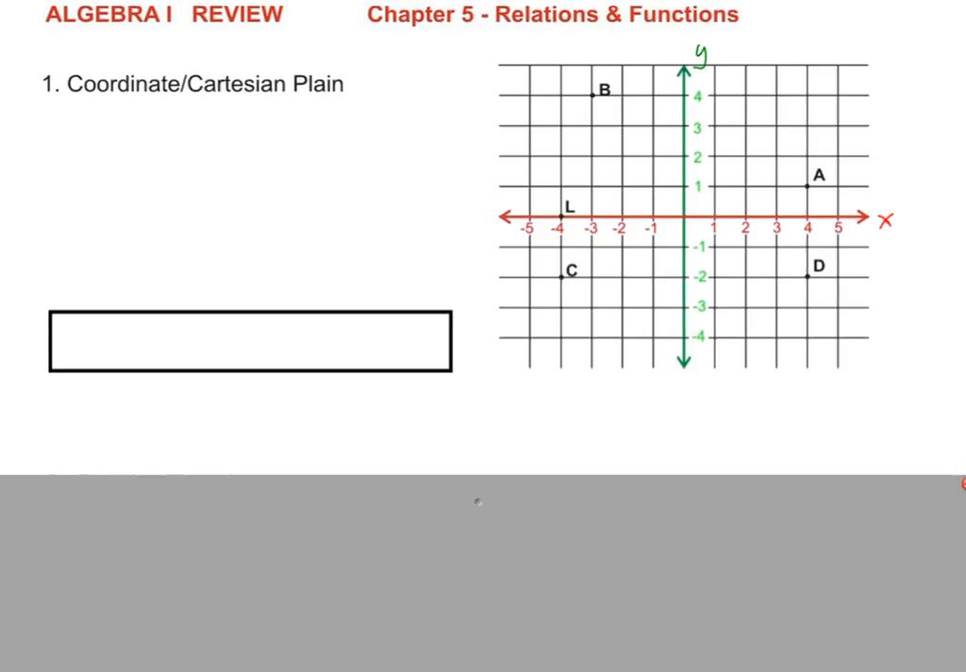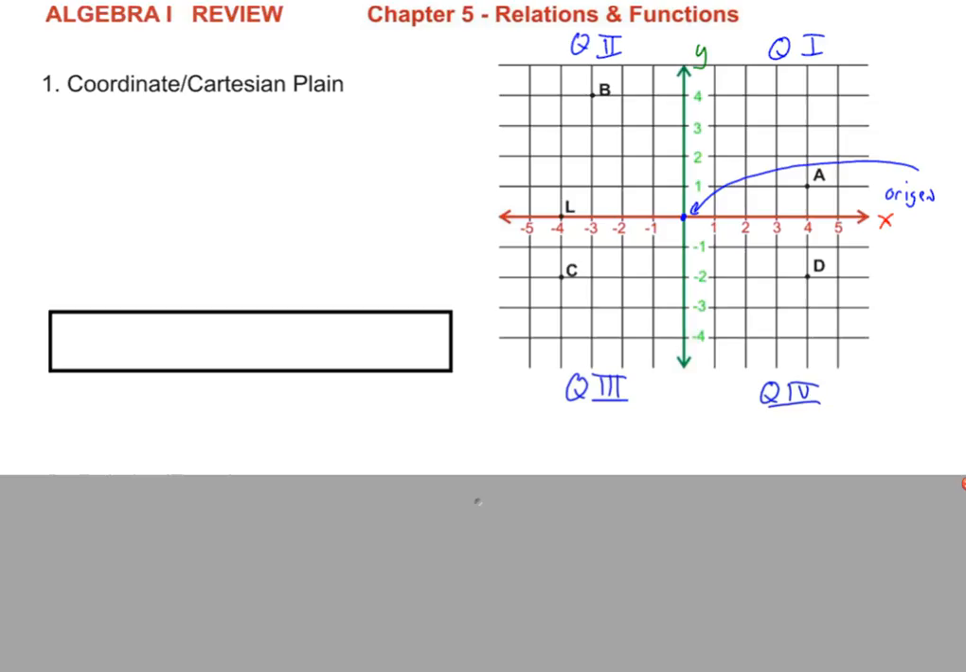Now, the axes break up your area into 4 quadrants. The upper right is quadrant 1, the upper left is quadrant 2, lower left is quadrant 3, lower right is quadrant 4. It also gives you a (0, 0) point, and don't forget that's called the origin. The origin. Now, every point can be located by its coordinates.